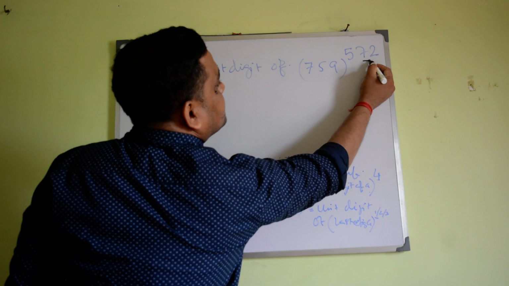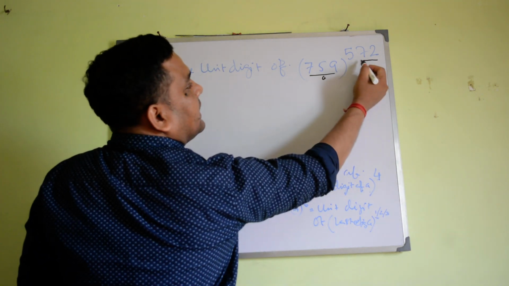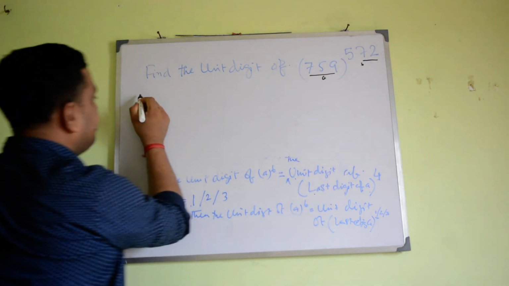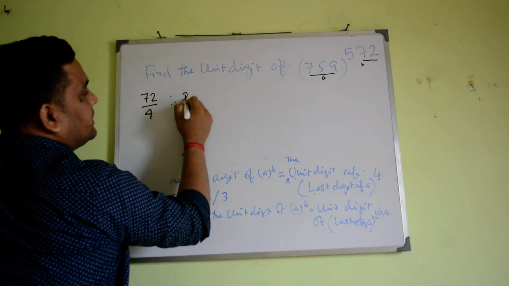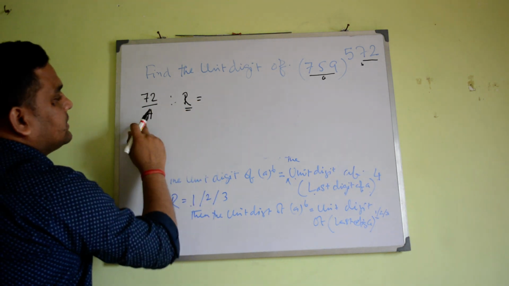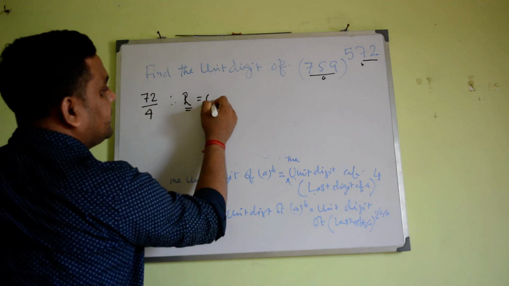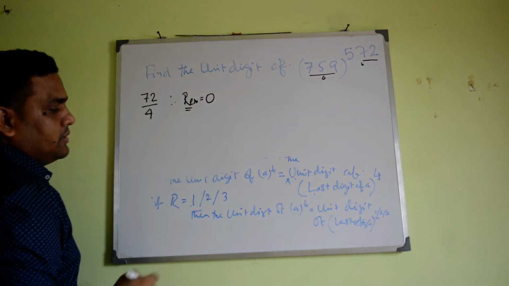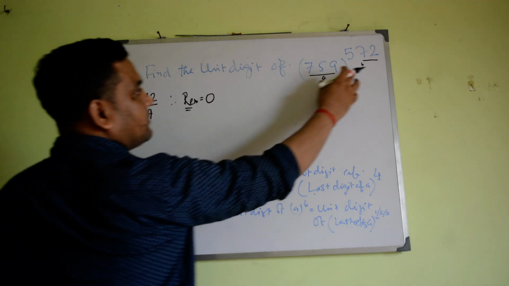First, you have to see the last two digits of b. That number is your a and this number is your b. The last two digits of b, 72, divided by 4. What is the possible remainder? 4 into 18 is 72, so it is divisible. So the remainder is 0. What is our case? If the remainder is equal to 0, then what is the unit digit of that number?